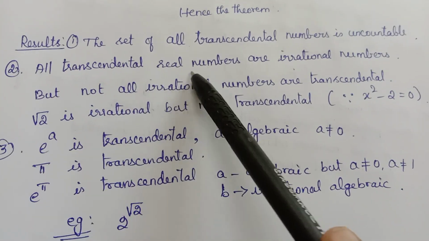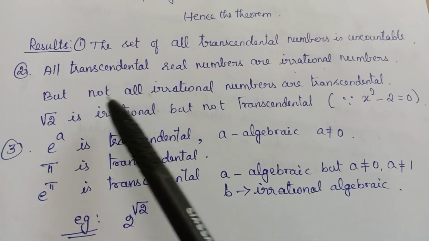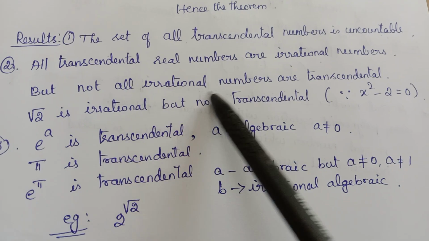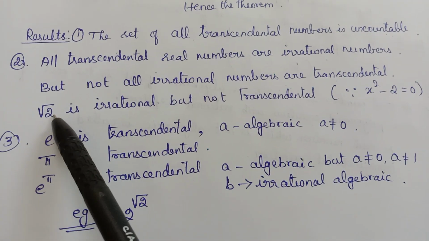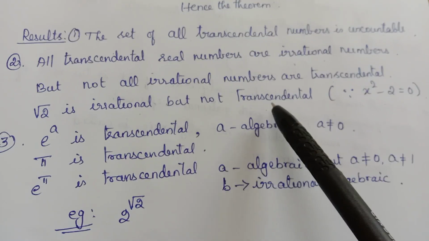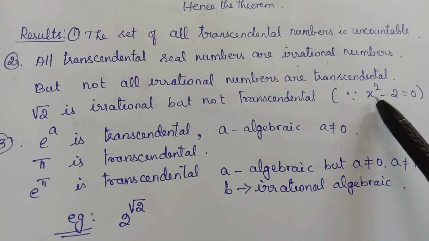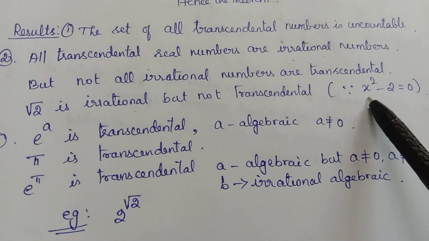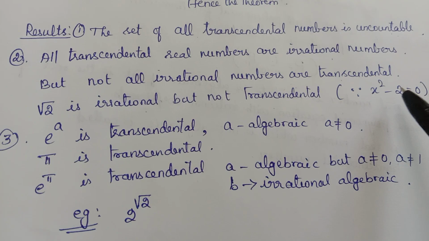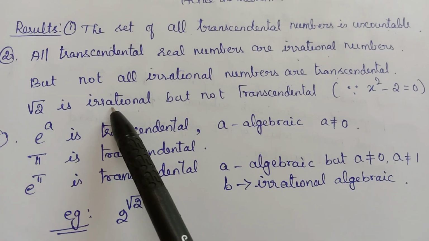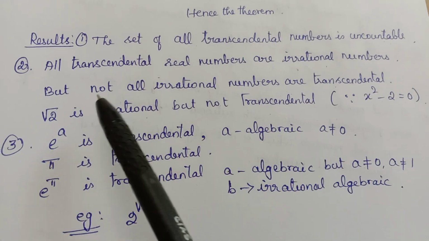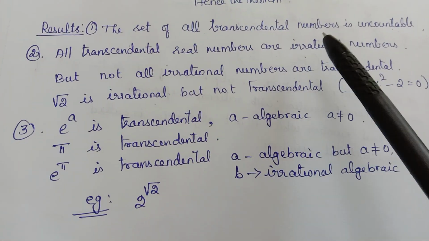See, all transcendental numbers are irrational numbers only. But the converse is not true. That is, not all irrational numbers are transcendental. Example, you see, square root of 2 is an irrational number, but it is not transcendental because root 2 is the root of the equation x square minus 2 equal to 0, no? So this is an equation with rational coefficients and root 2 is the solution for this. Therefore, root 2 is an irrational number, but it is not transcendental. So all transcendental numbers are irrational, but not all irrational numbers are transcendental. This is an important property.